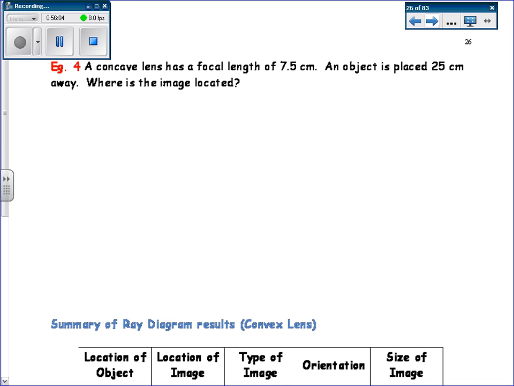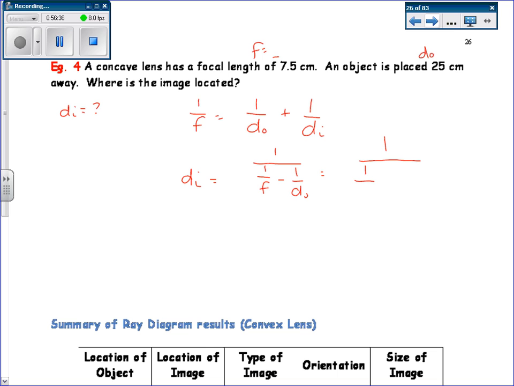A concave lens has a focal length of 7.5 centimeters. That means it's a concave lens, so it's going to be negative, right? F is negative. An object is placed 25 centimeters away. Where is the image located? So that's DO. So we just want to find DI is what we're looking for. So 1 over F equals 1 over DO plus 1 over DI. DI equals 1 over F minus 1 over DO, which is 1 over negative 7.5 minus 1 over 25.